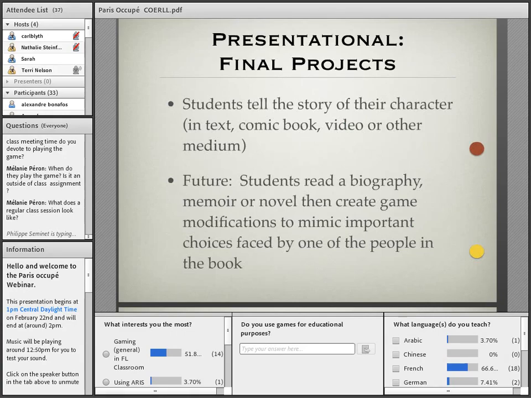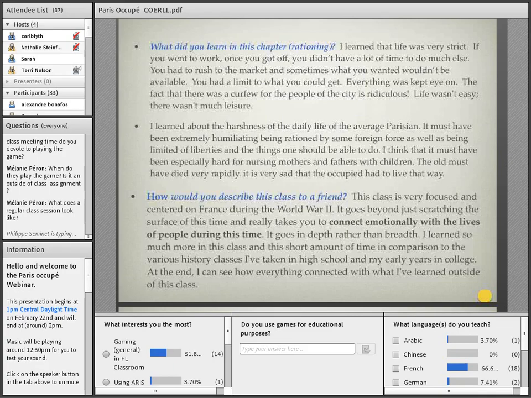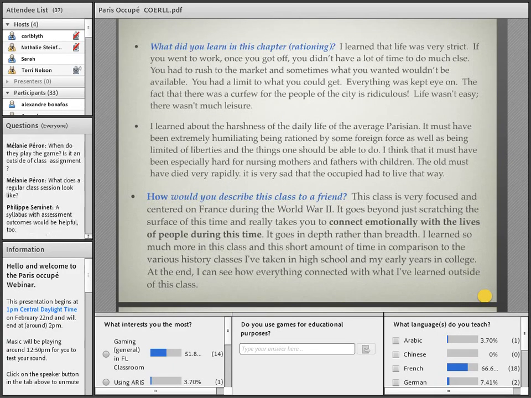For their final projects, they tell the story of their character. And then here's some information that students had about what they learned in the chapter or in the game. So here, what did I learn in the chapter? Life was very strict. You had a limit to everything that you can do. And you can see them really integrating some of that knowledge about how challenging things were.